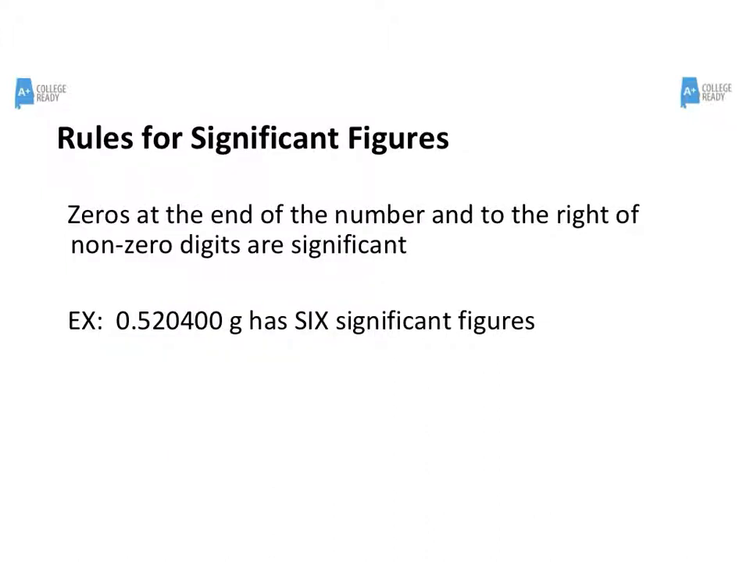Zeros at the end of the number and to the right of a non-zero digit are significant. So this 0 is significant because it's between 2 non-zero digits, and the zeros to the right of the number and to the right of non-zero digits are significant. Therefore, the person who made these measurements carried out these numbers intentionally. They wanted you to know they did measure out that far. So this measurement has 6 significant figures. The 0 in front of the decimal is not significant.